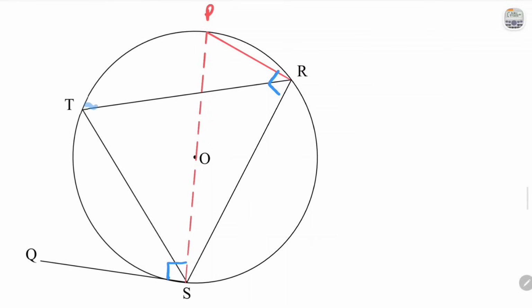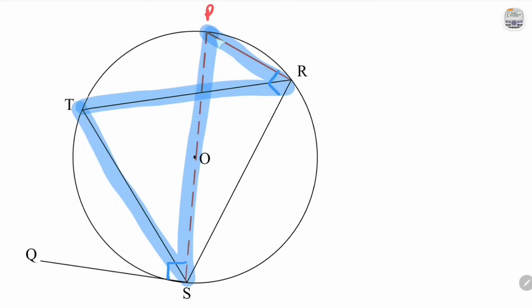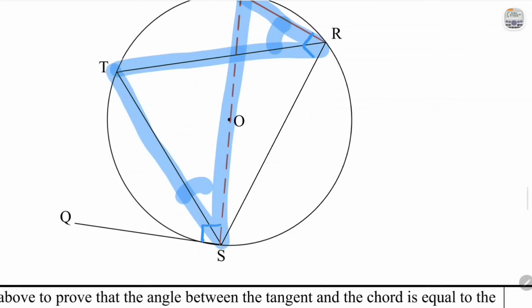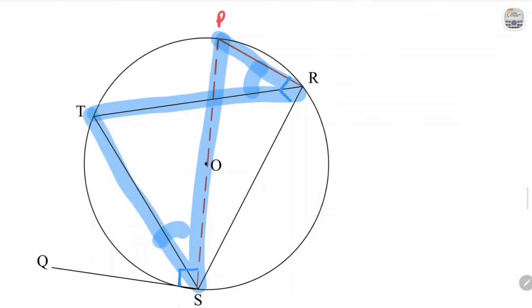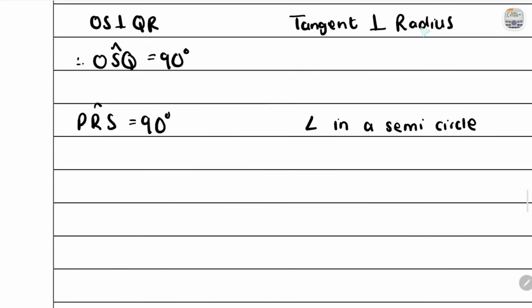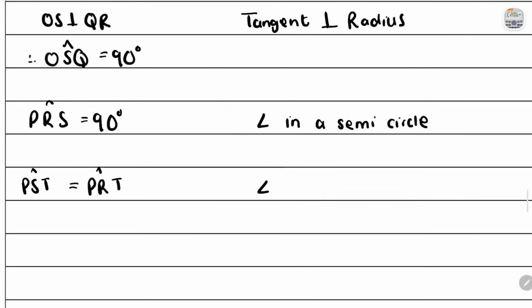You see how these lines run across? So they're going to create angles in the same segment. So it means that this angle over here, angle PRT, is equal to this angle over here, angle PST. So these two angles are equal, and we can tell them that first. So let's tell them that angle PST is equal to angle PRT, and that is because we have angles in the same segment.